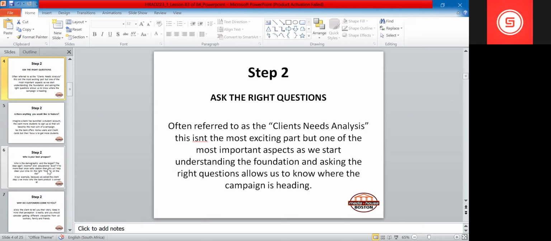Step two is asking the right questions with your client, often referred to as the client's needs analysis, as we've mentioned before. This isn't the most exciting part, but it is one of the most important aspects, because we get to really sit down. Once again, it's that investment around who this client is, what their product is, what the service is, and we start understanding the foundation and asking the right questions that allow us to know where the campaign is heading.